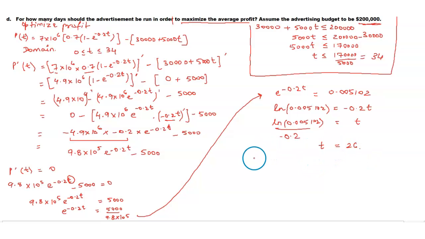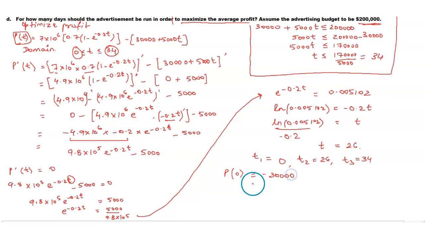Now we have the first t value as the limit of the domain, which is 0. Second t value is your critical number, that is 26. And third t value comes from 34. All we have to do is put these t values into the profit equation, that big equation that we started with. So this is our profit equation. We'll put t in the profit equation and we'll sub in t as 0 first. We would see that the answer that we get is minus 30,000 in this case.